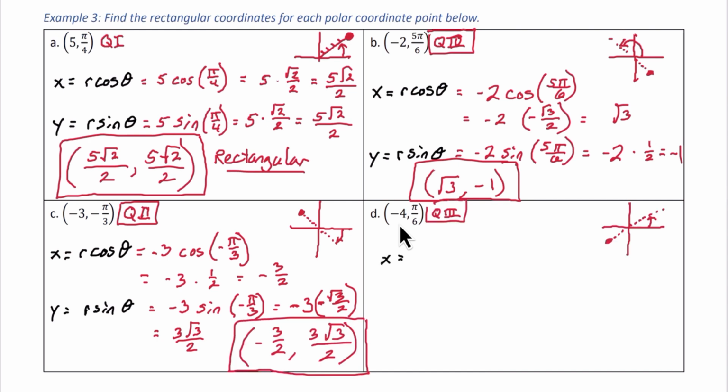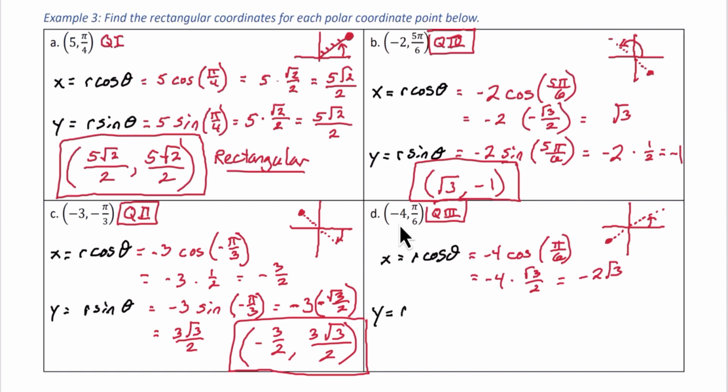X is r cosine theta. We have negative 4 times the cosine of pi 6. That is negative 4 times root 3 divided by 2. When we simplify, we get negative 2 square root of 3.